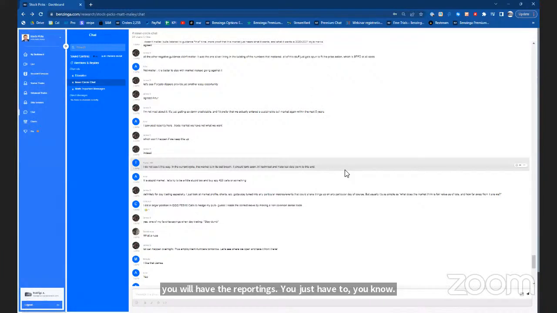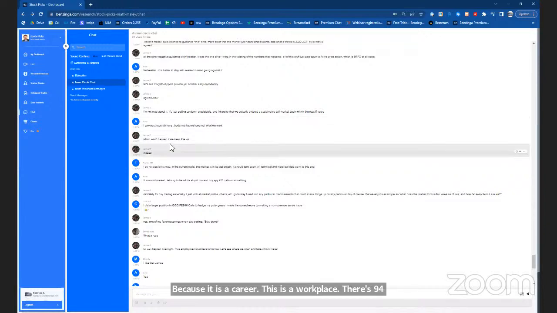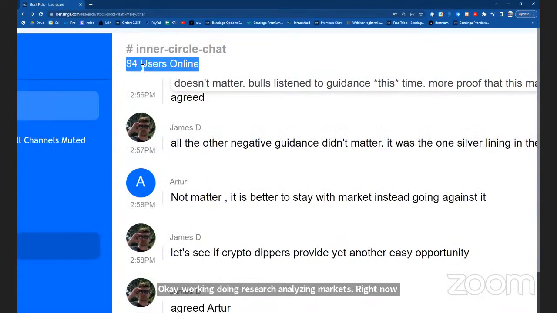And again, this is perfect for new traders, because you don't have to do anything complicated like a spread or a butterfly. This way you can really start looking at your trading as a career instead of a gambling machine, instead of a casino, right? Because it is a career. This is a workplace. There's 94 people here working, doing research, analyzing markets right now as we speak. This is live.